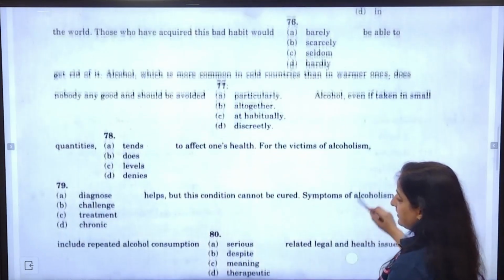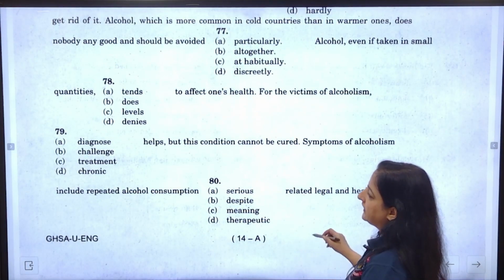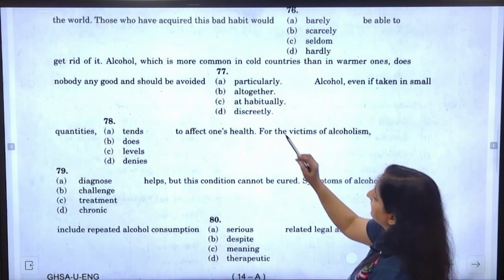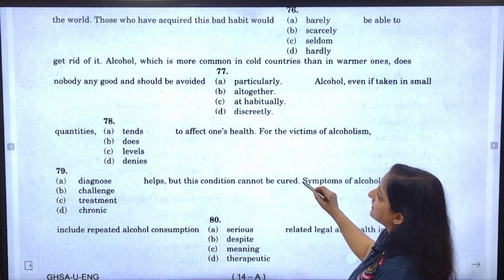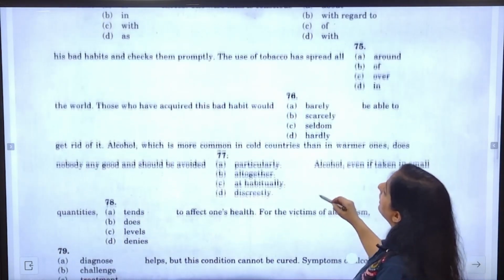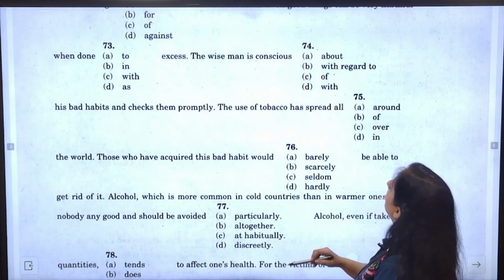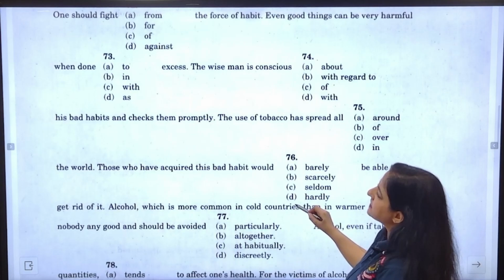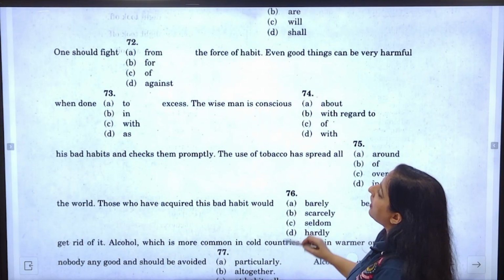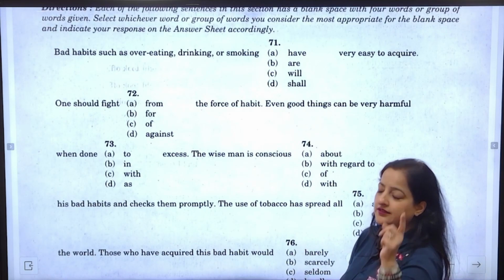So if you want 80 Bravo despite, 79 Charlie treatment, 78 Alpha tends, 77 Bravo altogether, 76 Charlie seldom, 75 Charlie over, 74 Charlie of, 73 Alpha 2, 72 Delta against, and 71 Bravo R. These are the correct answers.